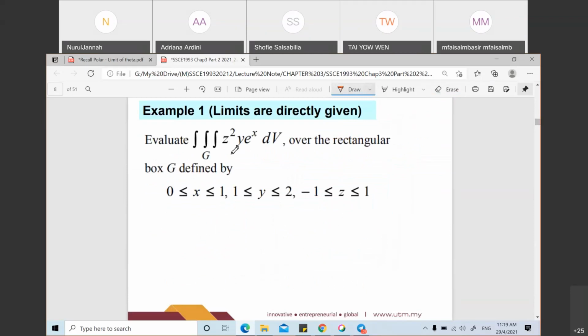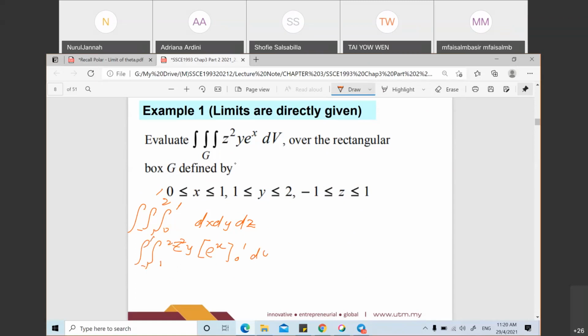Okay, evaluate this. This is very easy. So the triple integral dV. Let's say I want to choose dx, dy, dz. It's up to you because they are all the same. x from 0 to 1, y from 1 to 2, and z from -1 to 1. Inside is z squared y dx. So first, I integrate with respect to x, from 0 to 1. The others I just copy.